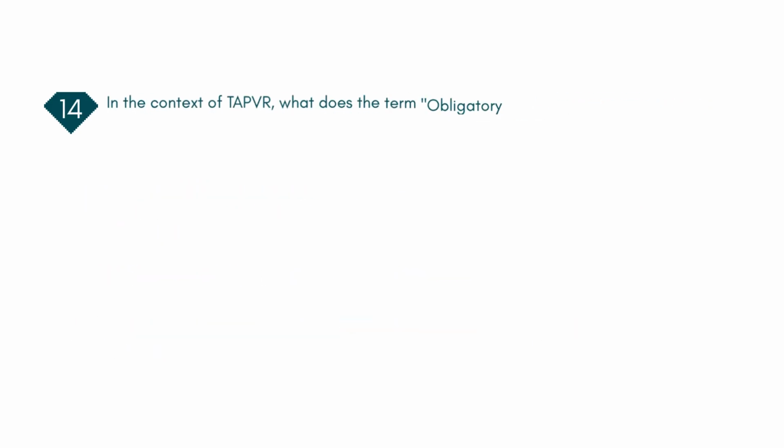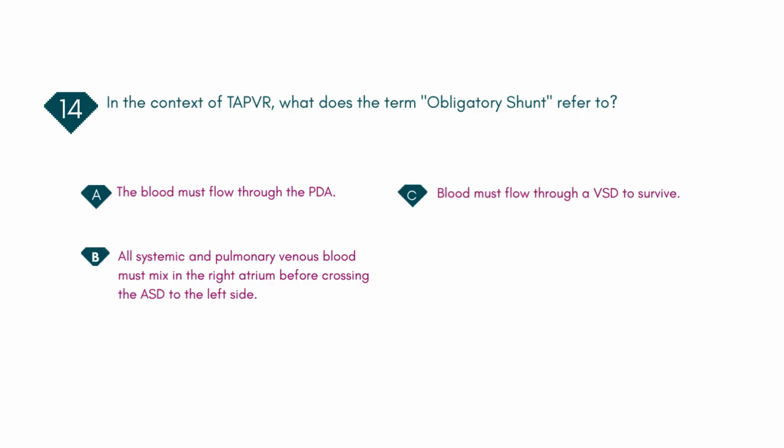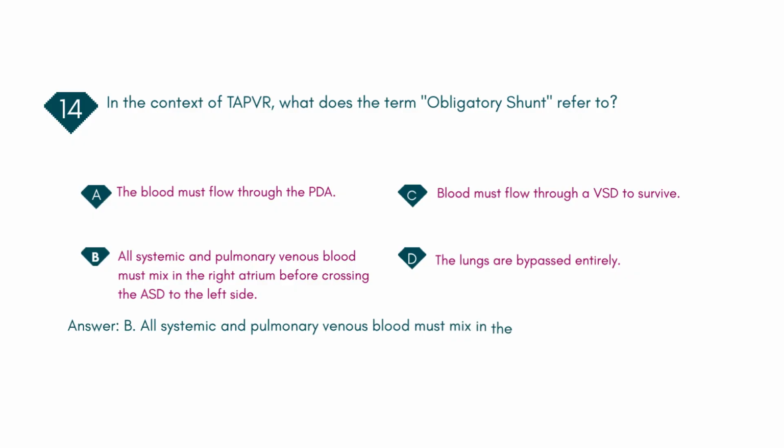In the context of TAPVR, what does the term obligatory shunt refer to? A. The blood must flow through the PDA. B. All systemic and pulmonary venous blood must mix in the right atrium before crossing the ASD to the left side. C. Blood must flow through a VSD to survive. D. The lungs are bypassed entirely. Answer: B. All systemic and pulmonary venous blood must mix in the right atrium before crossing the ASD to the left side.